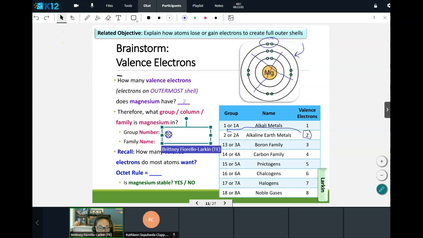Group 2. All right. And that being said, what is the name of that group? Again, take a look at our chart. I want you to get used to using these names. We'll have an entire lesson on group names, but let's go ahead and get started on getting used to them while we're at it.